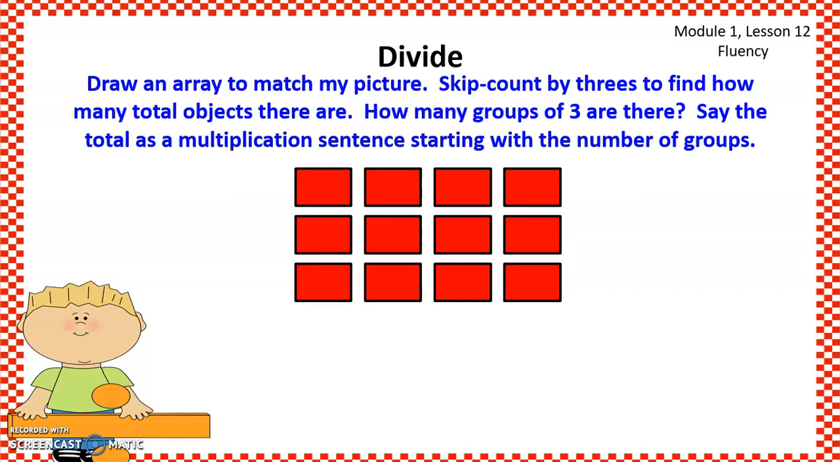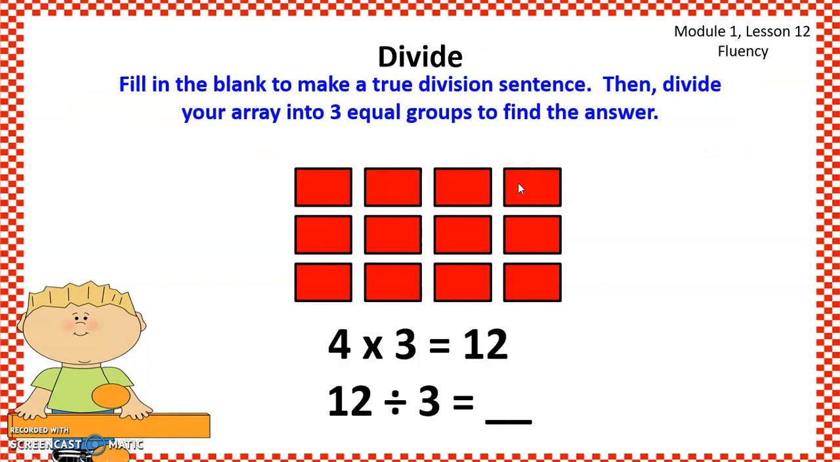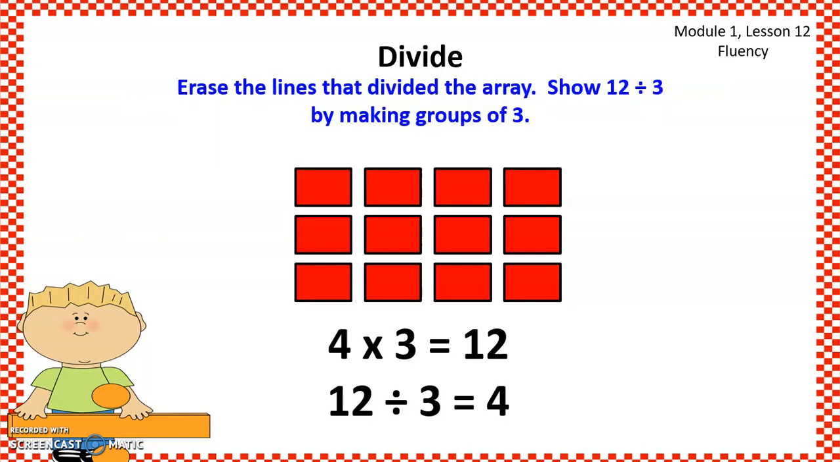How many groups of 3? There are 4 groups. 1, 2, 3, 4. Multiplication sentence 4 times 3 equals 12, and division sentence 12 divided by 3 equals 4.